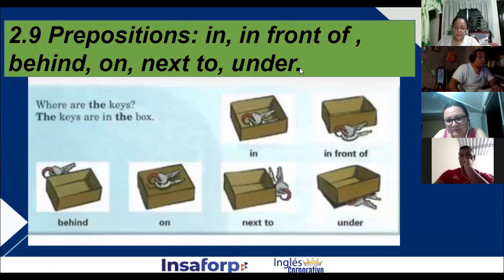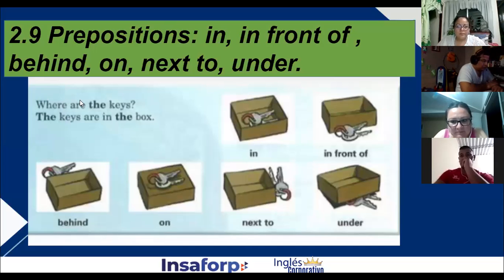Maritza Ramírez. Pregunta y respuesta. We are the kiss. ¿Cómo se pronuncia? Kiss. Ajá. Ahí no dice the, dice where. Where. We are the kiss. The kiss are in the box. Correcto. Y aquí está lo que varios de ustedes me estaban preguntando.